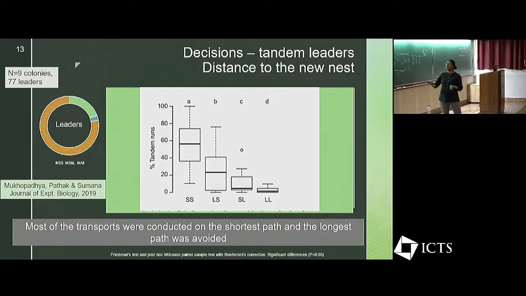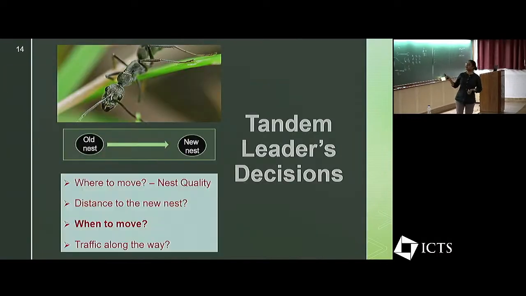Okay, so most of the transports were conducted on the shortest path, and the longest path was certainly avoided. So ants did not really take the long path to take their nestmates. So the next question is when to move.